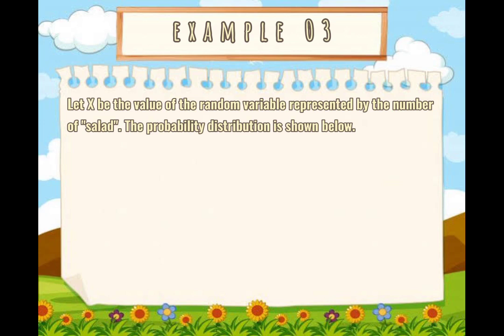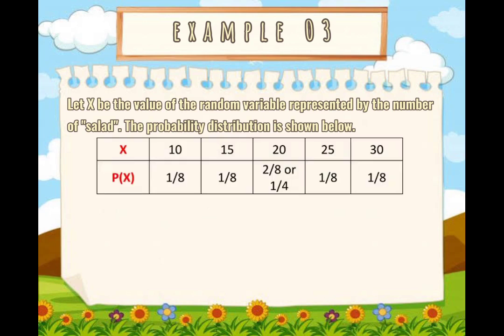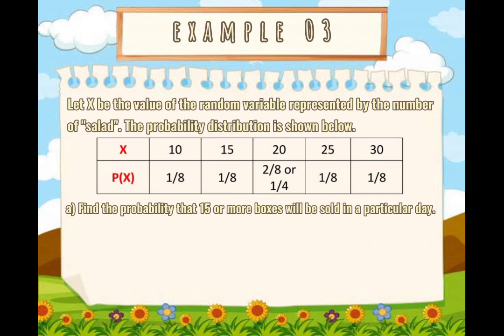For our example number 3, let x be the value of the random variable represented by the number of salad. The probability distribution is shown below. So this is our given. For problem A, find the probability that 15 or more boxes will be sold on a particular day.